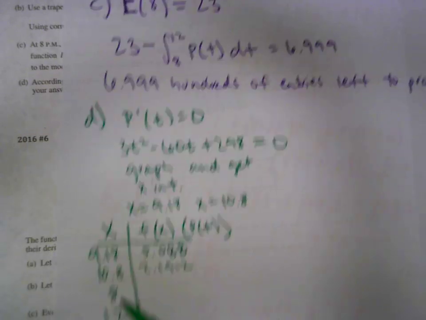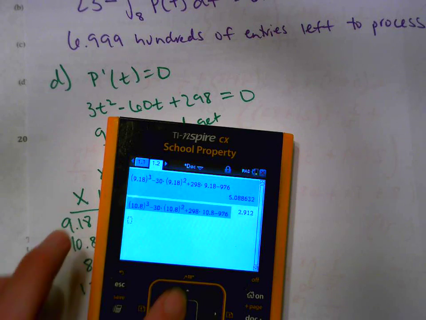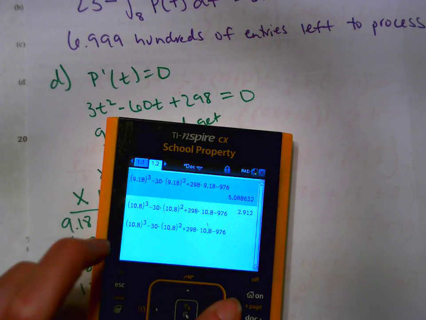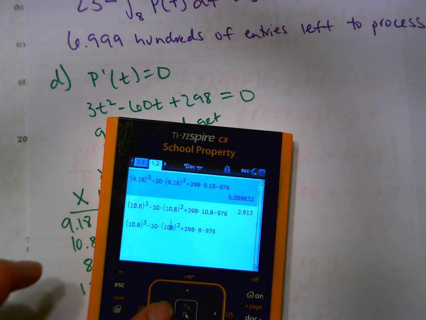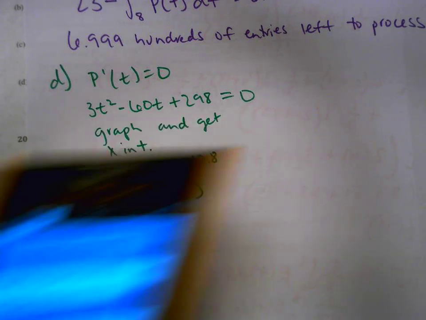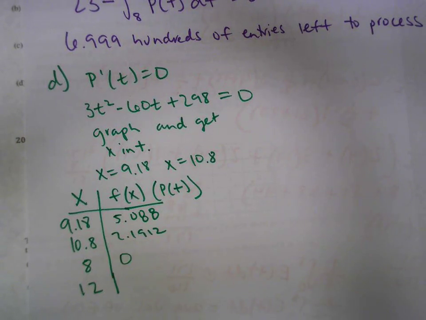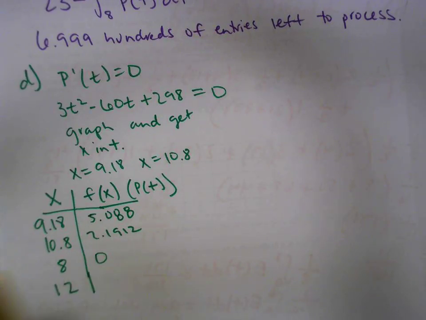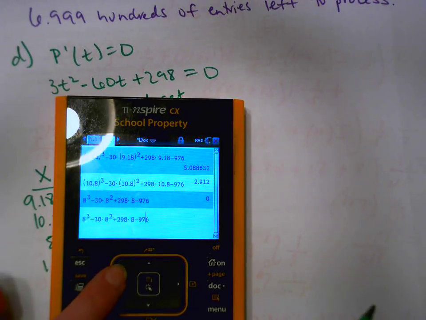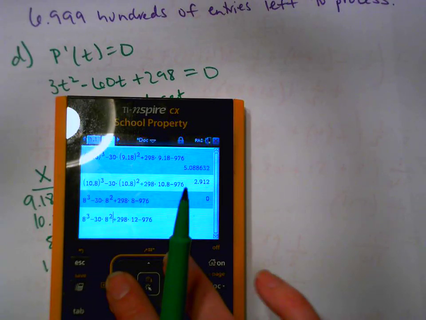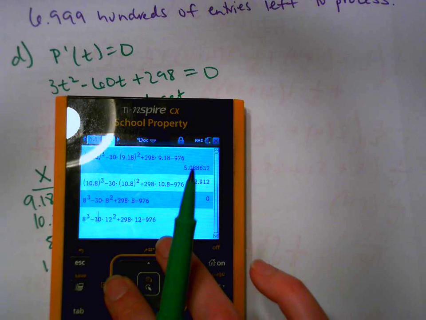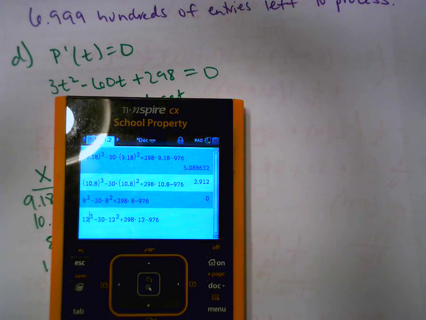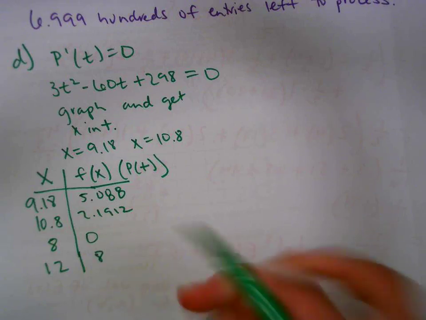Now I'm going to change my 10.8s to 8. Which is nice because you can just delete the 0.10 part, keep the 8. And I got 0, which makes sense because they didn't start processing until right after 8. And then 12. So change all my 8s to 12s. And that is 8. So we want to know, what is this?